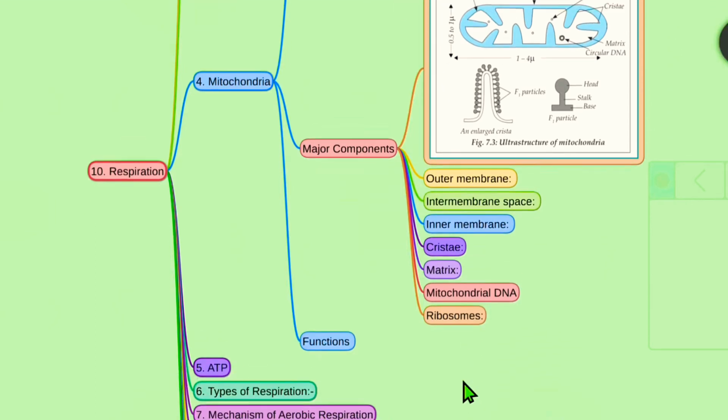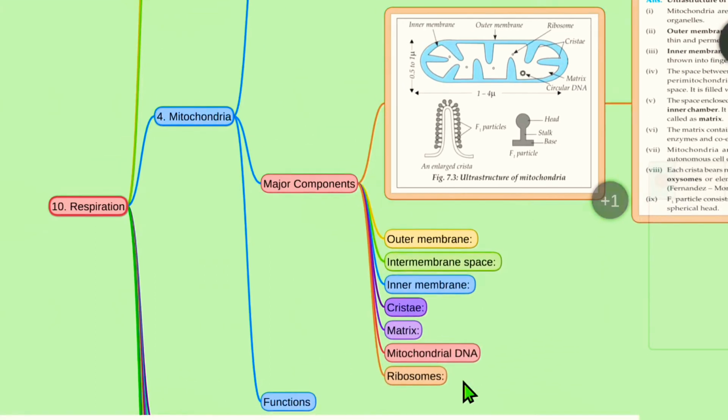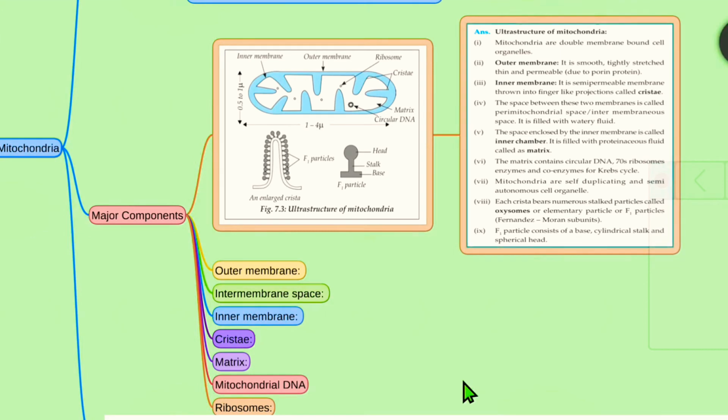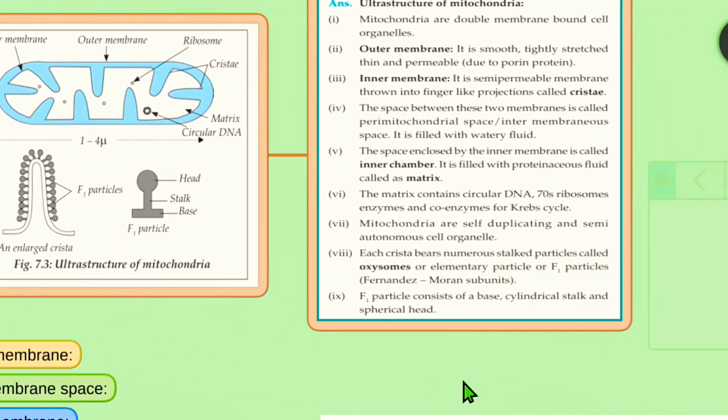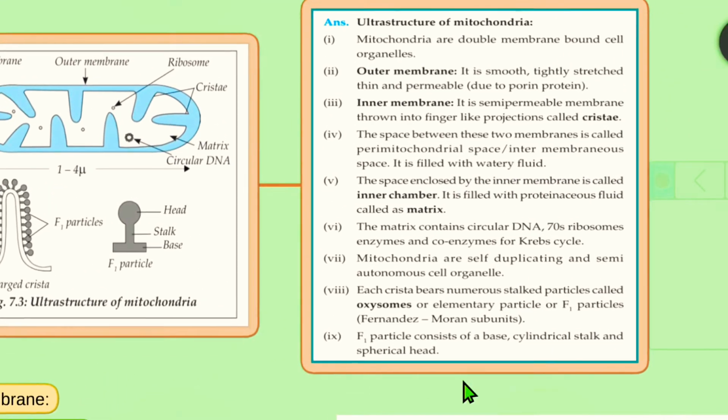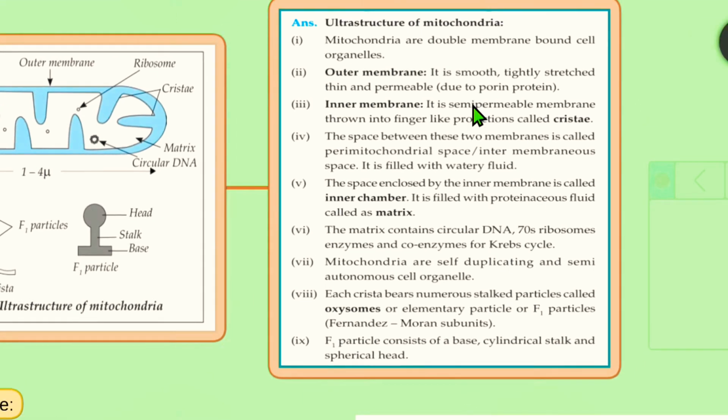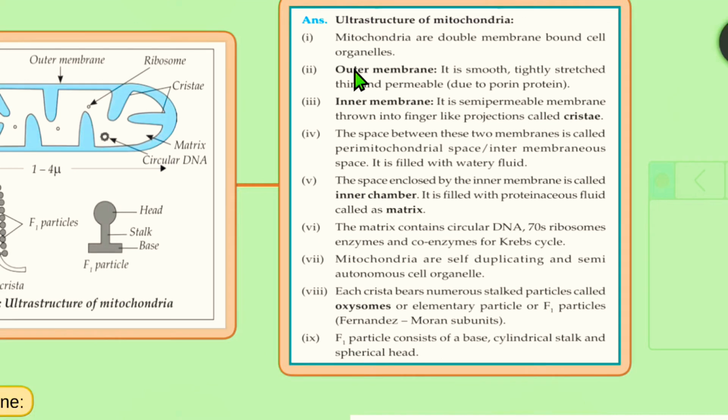And we'll see more here about the ultrastructure of the mitochondria. The mitochondria are double membrane bound cell organelles. Outer membrane: it is smooth, tightly stretched, thin and permeable due to porin proteins. Inner membrane: it is a semi-permeable membrane thrown into finger-like projections called cristae.